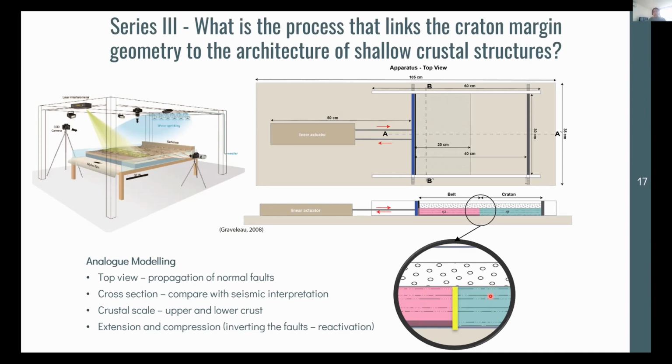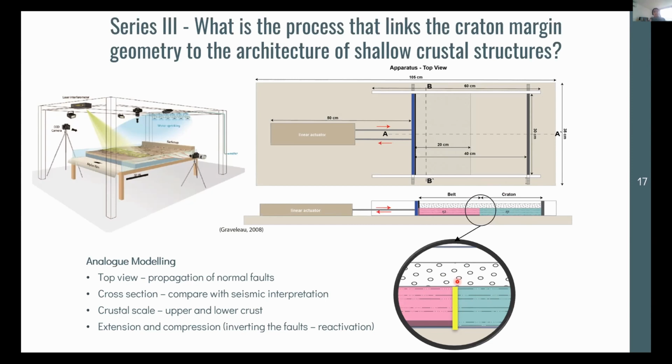But before that, we need to understand the strength contrast on each side. We have a craton side and a mobile belt side. How can we represent that? We know that the craton and the mobile belt side don't have that much difference in terms of rheology, but what we know is that the craton is a thick, cold, buoyant lithosphere, and it's next to a thin, weak mobile belt.